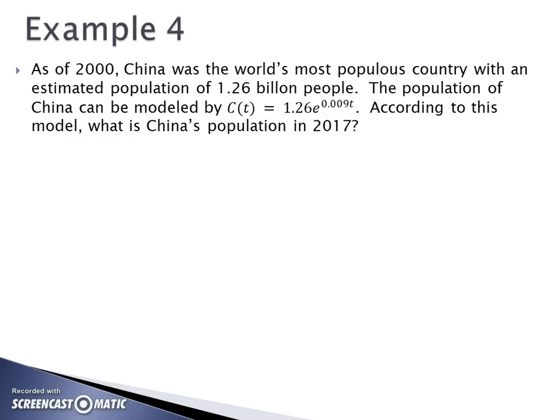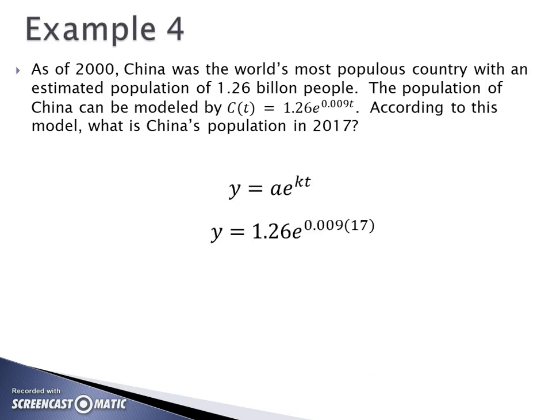Our last example, as of 2000, China was the world's most populous country with an estimated population of 1.26 billion people. Population of China can be modeled by C of t equals 1.26 e to the 0.009t. According to this model, what is China's population in 2017? So that is 17 years later. We're going to put that in for t.